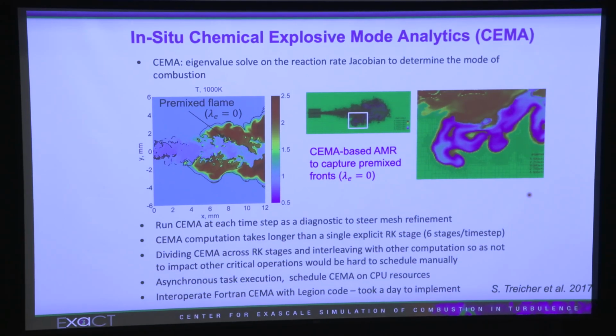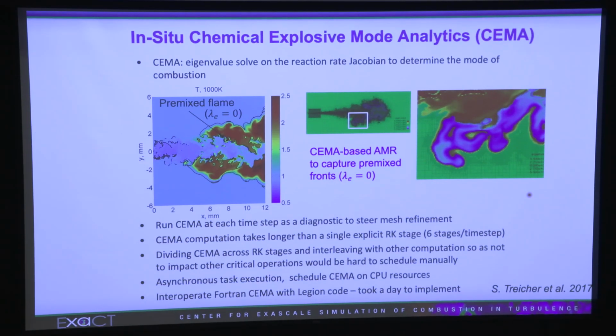And we use the knowledge of the timescales: the eigenvalues that are positive are explosive, and the ones that are negative are not. And convolving that with mixing rates or dissipation rates, we could determine the mode of combustion that is occurring. And so to run CEMA at each time step as a diagnostic to steer, for example here, mesh refinement, would take longer than a single explicit Runge-Kutta step. And we have six substages per time step.